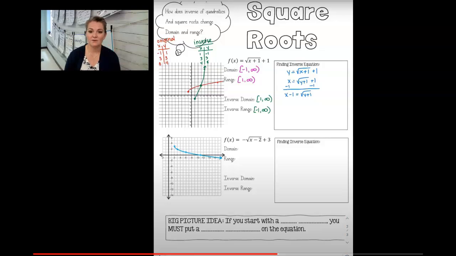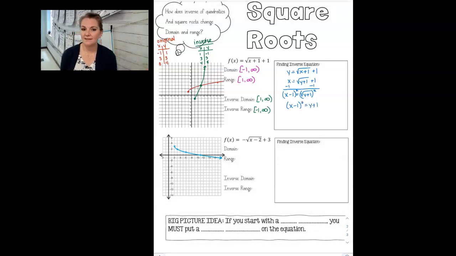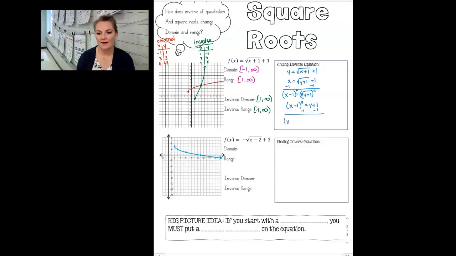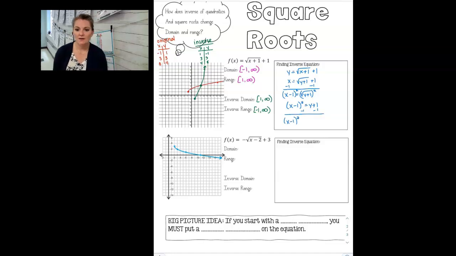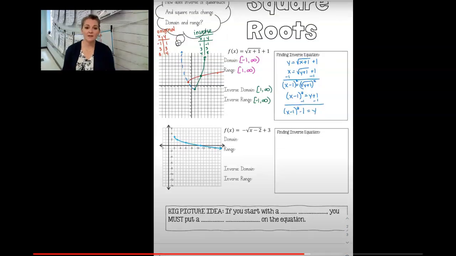Got to get rid of the hut, so you square both sides. Parentheses are important. So you have x minus 1 squared is equal to y plus 1. Last thing to do is to subtract the 1 from both sides. So you have x minus 1 squared, and then minus 1 outside is equal to y, which you can change to f inverse. But that graph is a quadratic. Because it's got a squared, it's a quadratic. Quadratics make full parabolas.